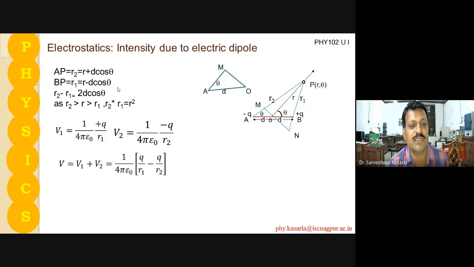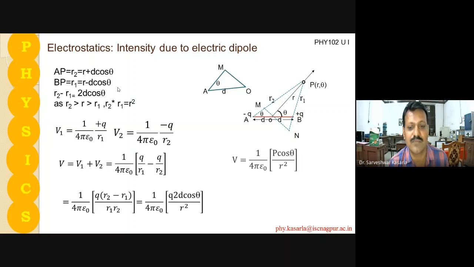So the total potential will be equal to the addition of these two potentials. If you solve the equation, you will get the final expression like this, where P is equal to Q into 2D, which is the dipole moment, which we have defined earlier. So V is equal to P cos theta upon 4 pi epsilon 0 R square.